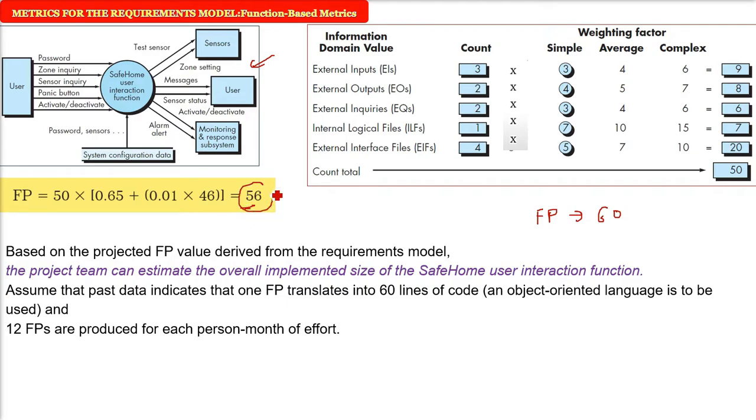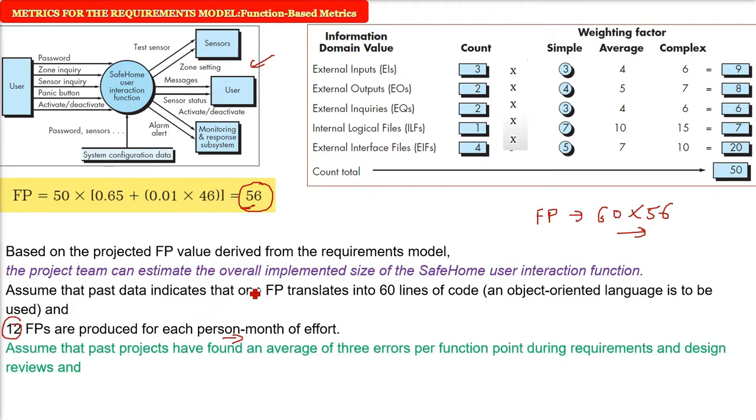For example, 12 function points are produced for each person-month of effort. So effort is known, 12 FPs. What will 56 be? How many person-months? So just divide 56 by 12, and you will get the answer for the effort. So the line of code you got, the effort you got.